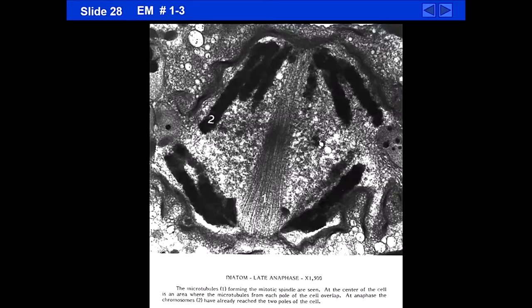Microtubules, these point to where the microtubules are. See these? These are all microtubules. So these microtubules are the railway tracks along which the chromosomes bind and get pulled in opposite directions. Other questions?